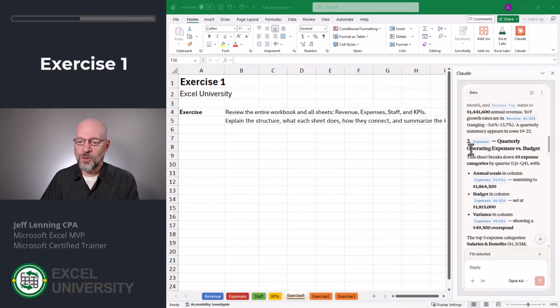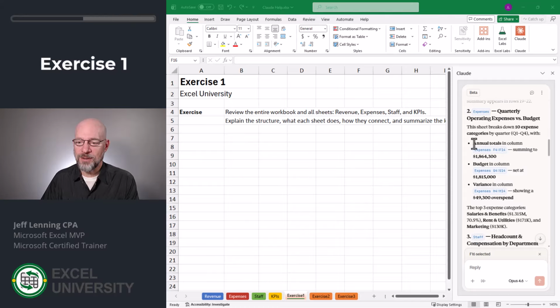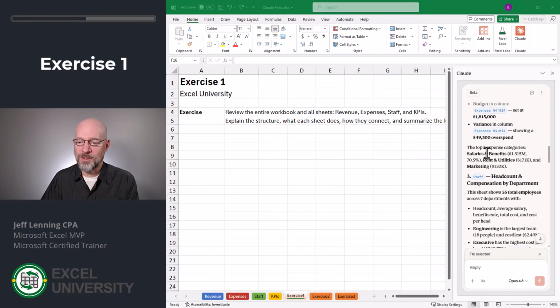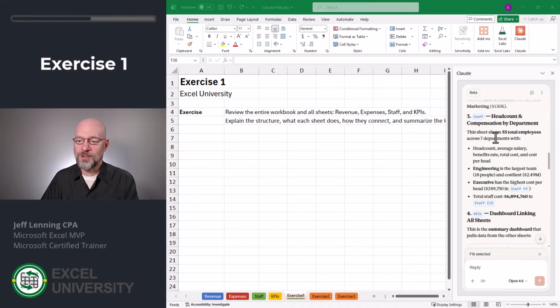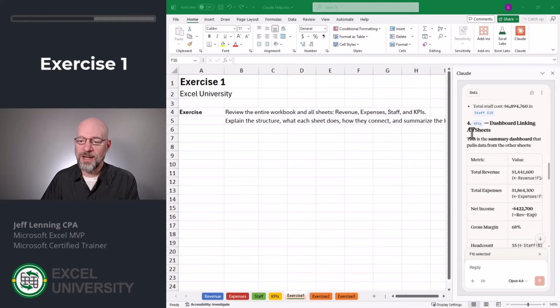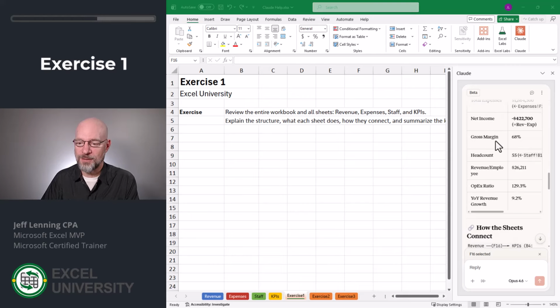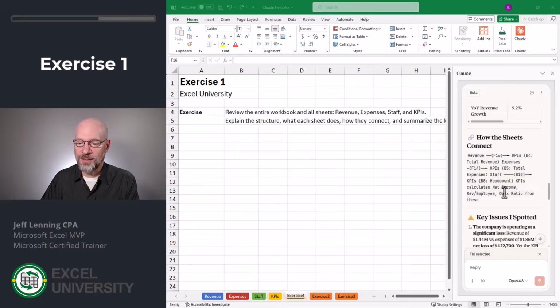2, expenses, quarterly operating expenses versus budget. This sheet breaks down 10 expense categories by quarter, annual, budget, and variance. The top 3 expense categories: salary and benefits, rent and utilities, and marketing. 3, staff, headcount compensation by department. This sheet shows 55 total employees across 7 departments. 4, KPIs, dashboard linking all sheets. This is the summary dashboard that pulls data from the other sheets. How the sheets connect. Okay, and it defines all these links.